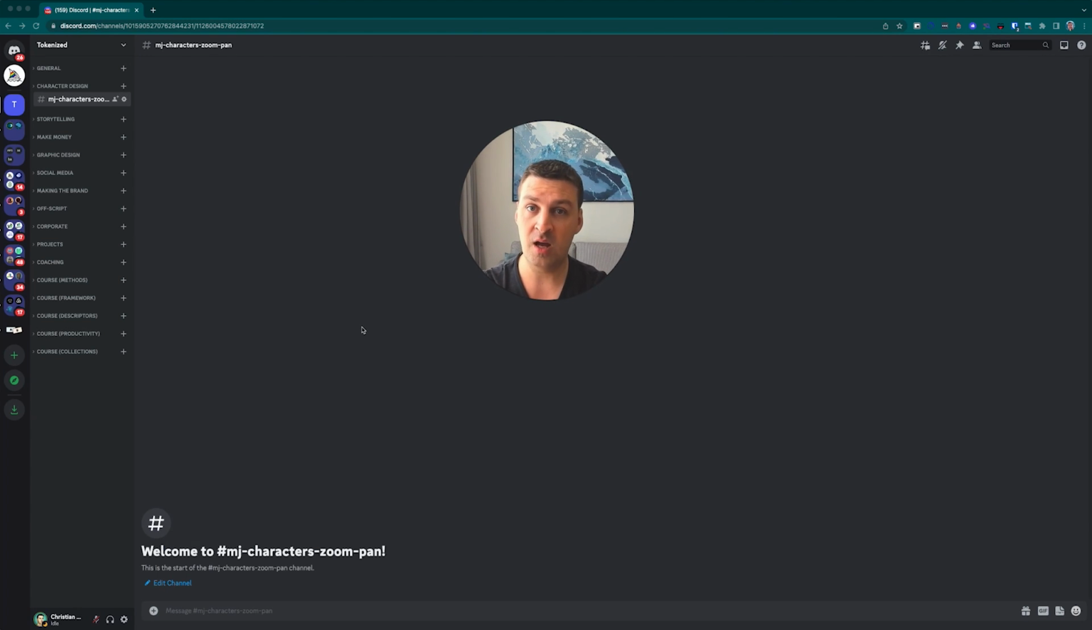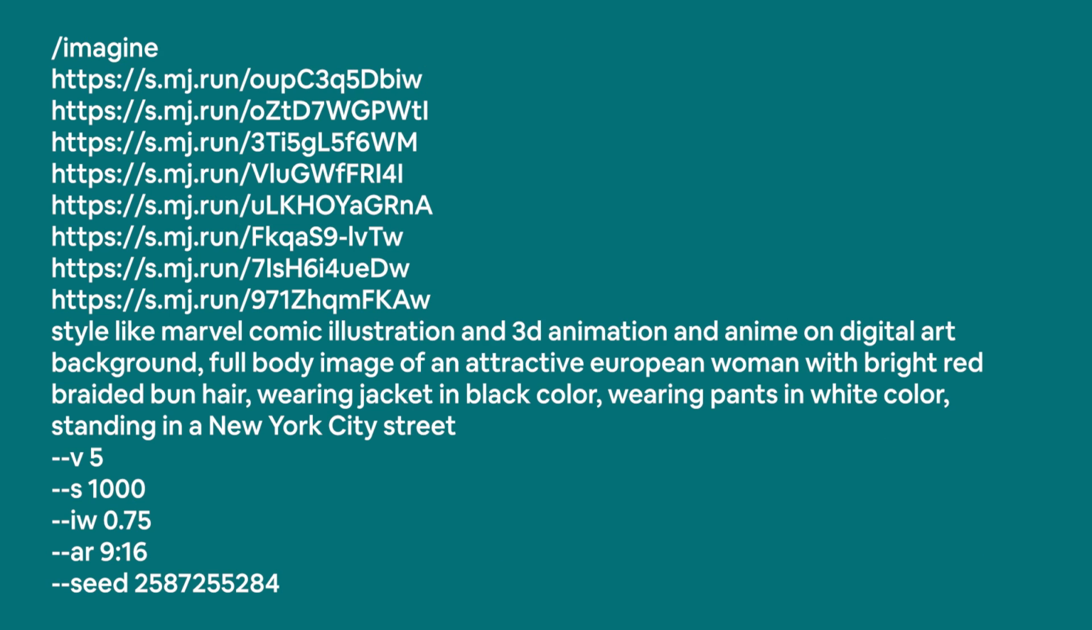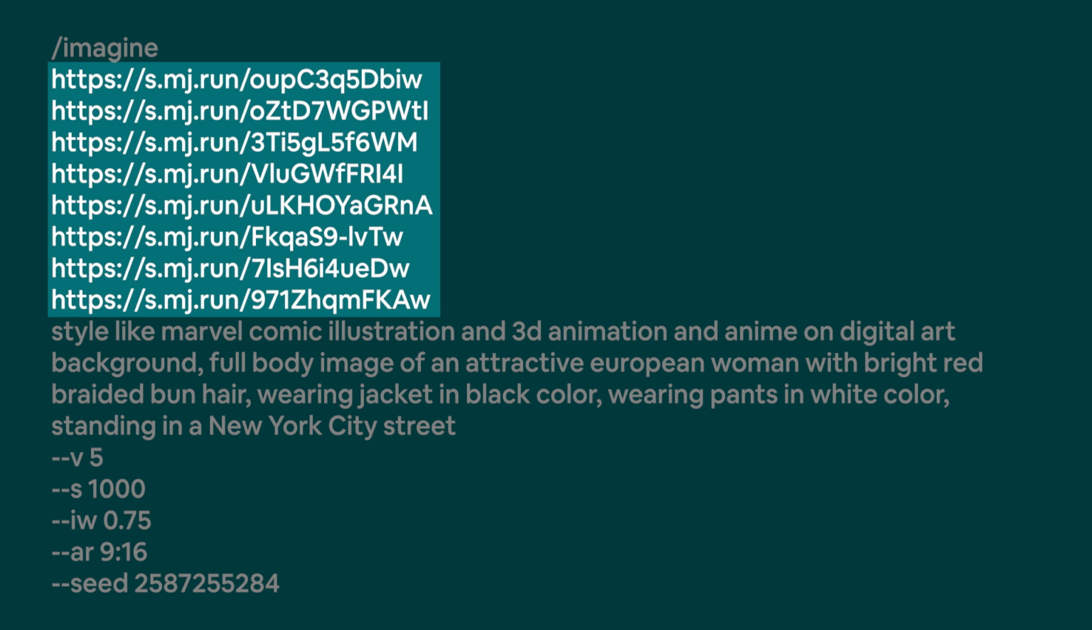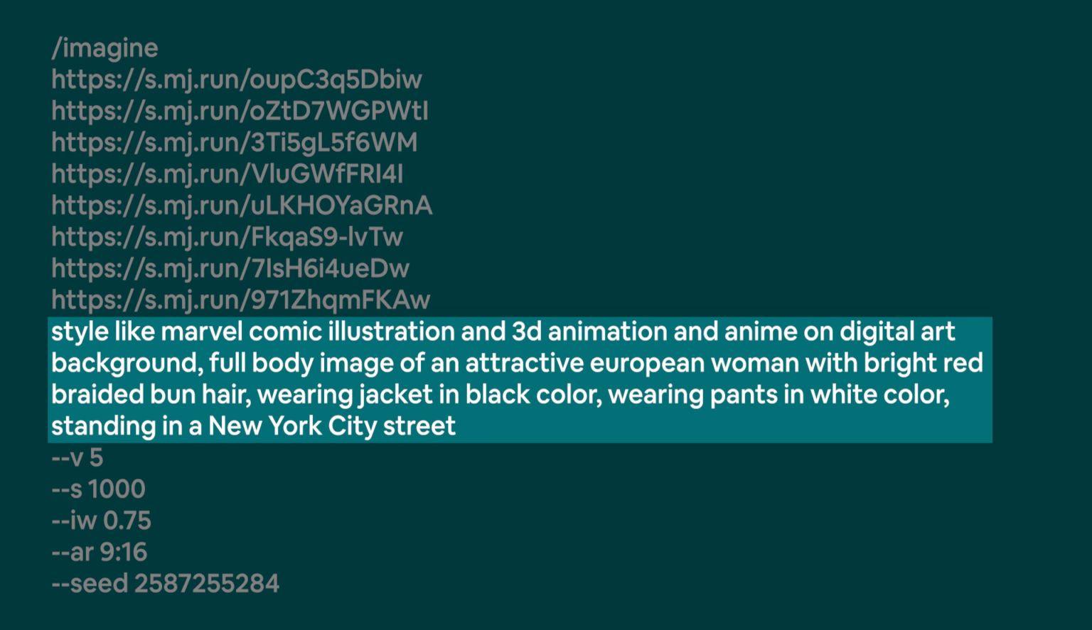Because at the very end of that particular video, part 7, I end up with a prompt that looks a little bit like this. It starts off with a total of 8 image references, followed by a text prompt that reads: style like Marvel comic illustration and 3D animation and anime on digital art background, full body image of an attractive European woman with bright red braided bun hair, wearing jacket in black color, wearing pants in white color, standing in a New York City street, followed by some parameters.